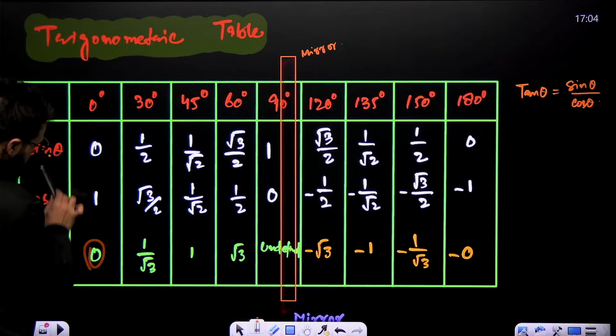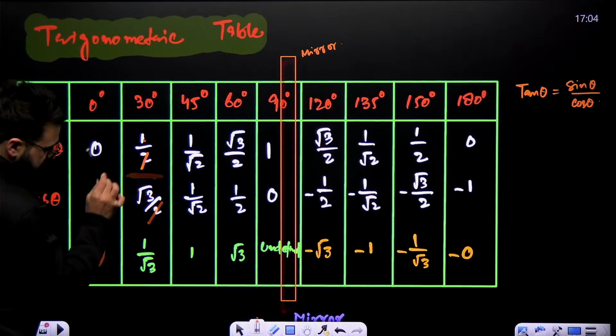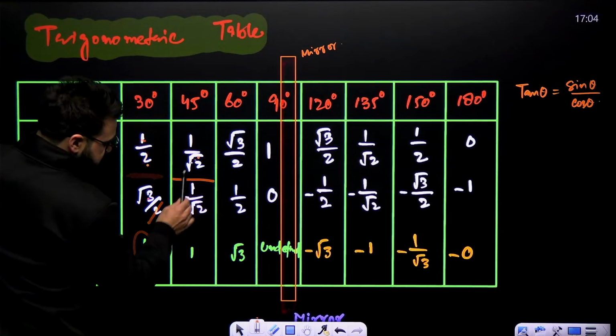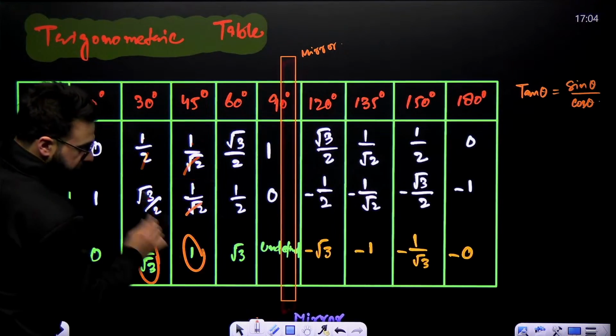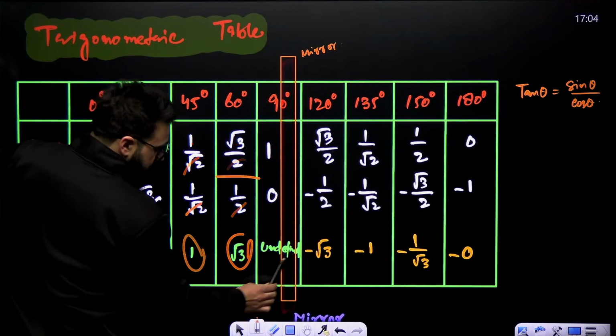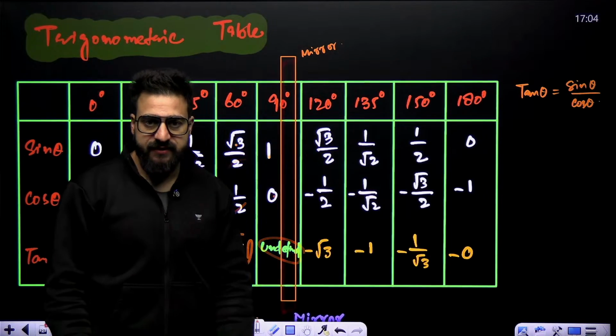Okay. Sin theta by cos theta, divide these two, 1 by 2 upon root 3 by 2. This and this will cancel, so it will be 1 by root 3. Now divide this and this will cancel, so it will be 1. Okay. Divide this and this will cancel, so it will be root 3. And this one will be undefined. 1 by 0, we say undefined, not defined.